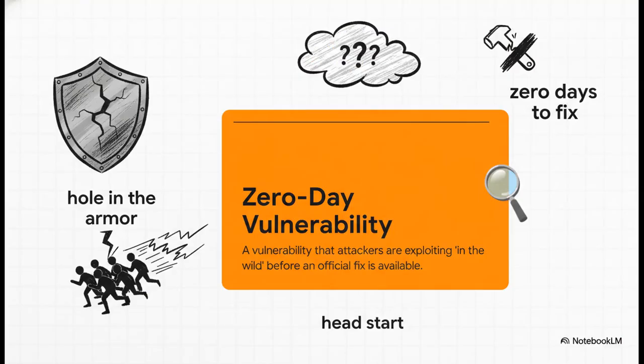Think of it like this. The bad guys find a secret back door into a building before the builders even know it exists. It's called a 0 day because from the moment it's discovered being used, the good guys have literally 0 days to fix it. The attackers already have a head start.